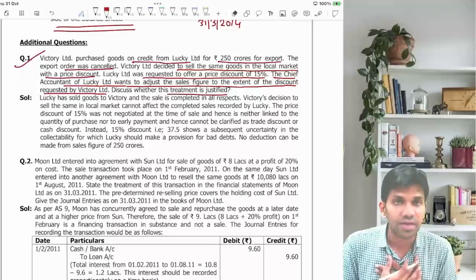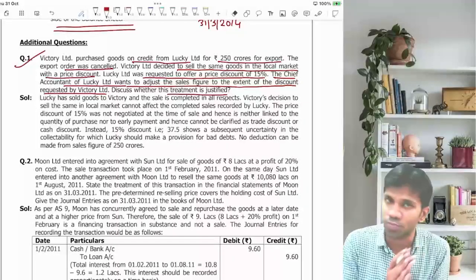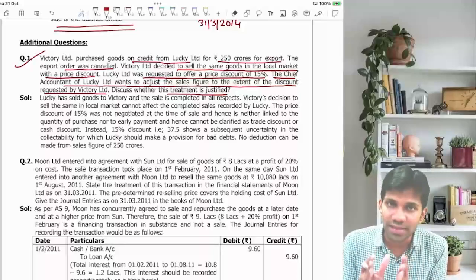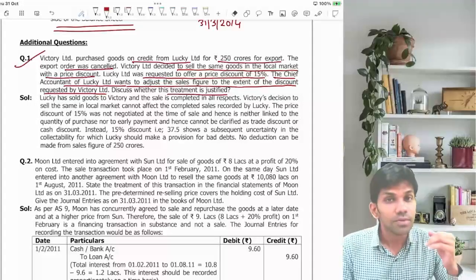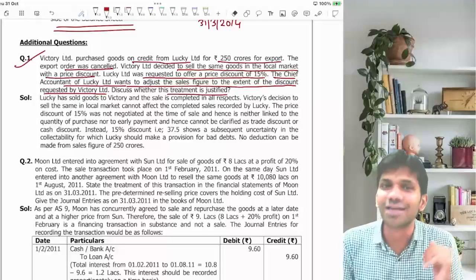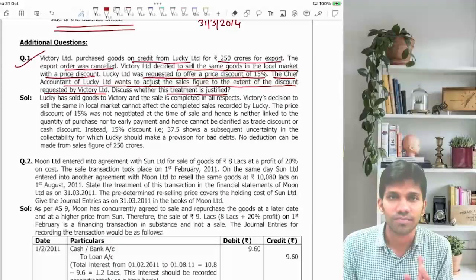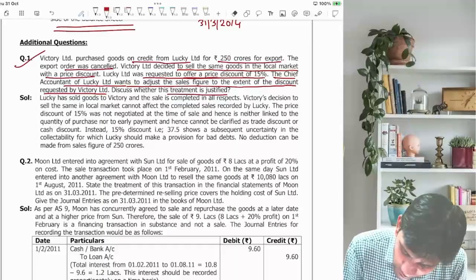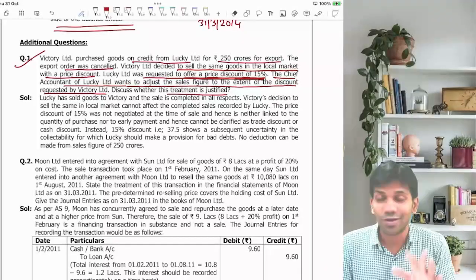Now, I am Victory Limited. I purchased goods from Lucky Limited of rupees 250 crores for my export purpose. But due to some XYZ reasons, that export didn't happen. So I am ready to sell these goods which I have purchased in the local market at a discount. And after that, I requested Lucky Limited only, can you buy these goods from me at 15% discount? That's what I've written. Lucky Limited was requested to offer a discount of 15%.